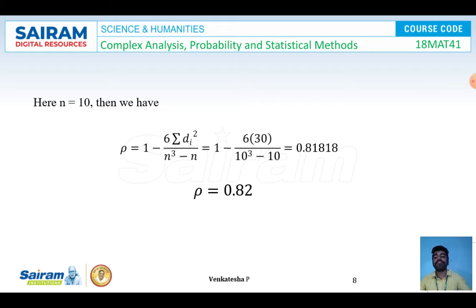So now I am going to use the formula to calculate the rank correlation coefficient. The value of n will be equal to 10 here and summation di square is 30. So use the formula rho is equal to 1 minus 6 times summation di square by n cube minus n. So I got 1 minus 6 into 30 by 10 cube minus 10. So I got 0.81818. By simplifying this, we got rho, the rank correlation coefficient, equal to 0.82.